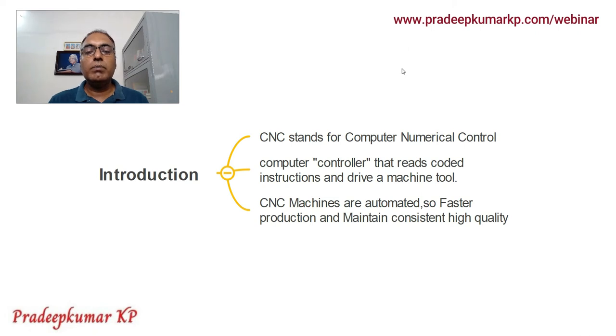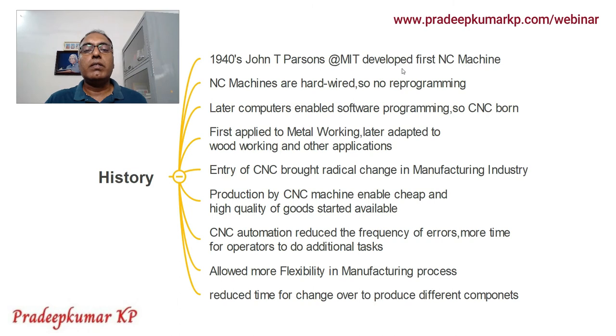So in simple terms, it is a computer controller that reads coded instructions and drives a machine tool. That is what a CNC machine is. So a CNC machine is definitely an automated one, and so you can have faster production and maintain consistent high quality. You can expect high quality from CNC machines. So now we will see the history.